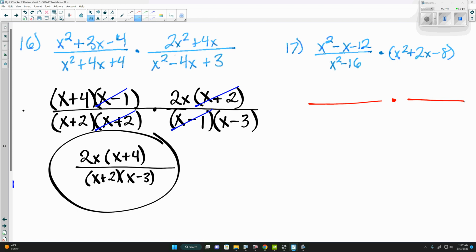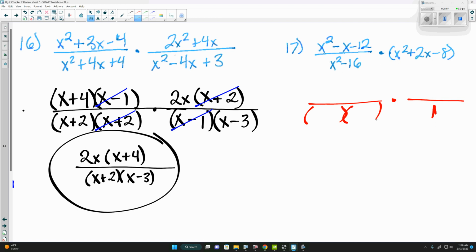Let's look at number 17. Now with any of these here, division or multiplication, if one of the expressions does not have a denominator, it's understood to be 1. We don't have to write a denominator of 1 back in, but we do have to do that for numerators.